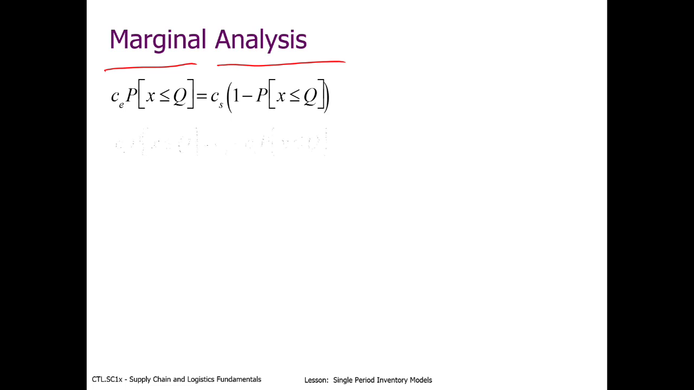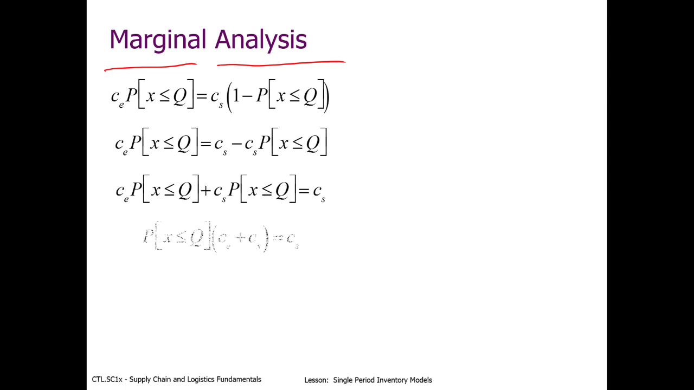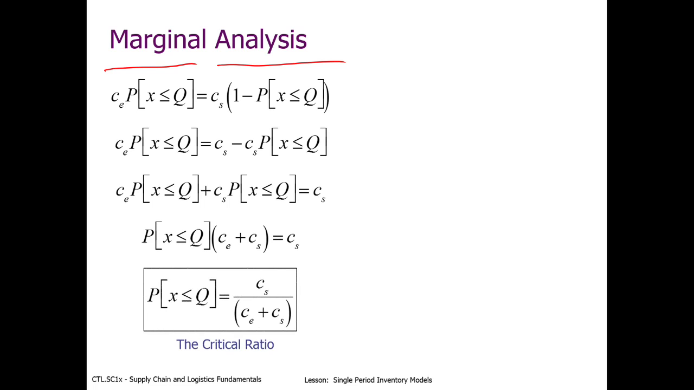We're going to set them equal to each other, and I'm just going to let you look at the algebra, but we're going to clean it up a little bit and turn it into this relationship where the probability of the demand being less than or equal to Q, my order quantity, is equal to C sub S, the shortage cost, over the sum of the excess cost and the shortage cost. Hopefully this looks really familiar to you. It's the same critical ratio we saw in the EOQ problem with planned back orders. It's just a ratio of shortage over the total of the excess and shortage costs.